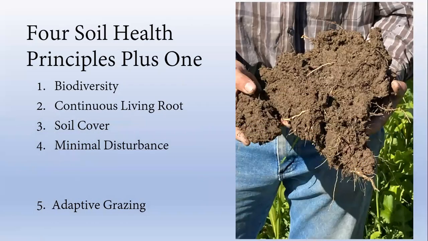Today we're going to discuss four of the overarching main soil health principles, and we'll get one extra in there. This one is kind of an up-and-coming principle, becoming more and more integrated into soil health. We'll discuss biodiversity, continuous living roots, various soil cover, and minimal disturbance, finishing off with adaptive grazing.